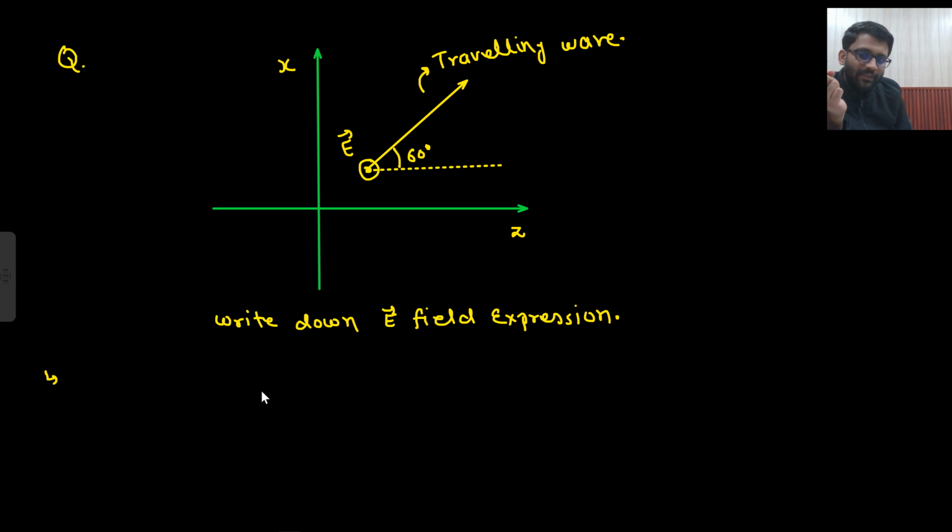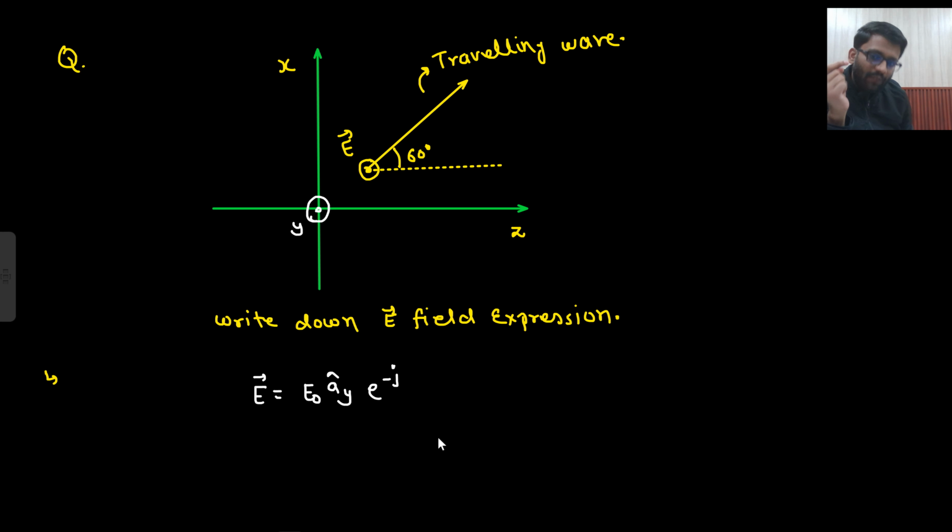So what we need to write down? We need to write down the E field expression. So how will I write it down? This is my E field. This electric field can have any amplitude, I am assuming that amplitude is E naught. Where is this electric field? Electric field is dancing in y direction. How do I know that? Because z cross x will give me y. So y is here. This is my y. So z cross x will give me y. So my electric field is dancing in y direction.